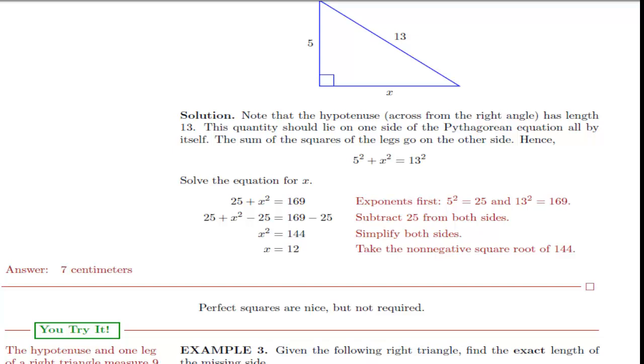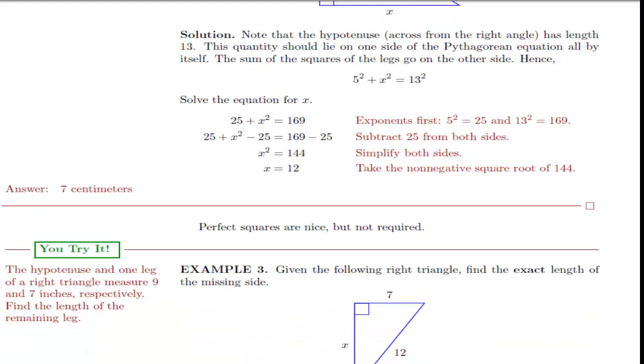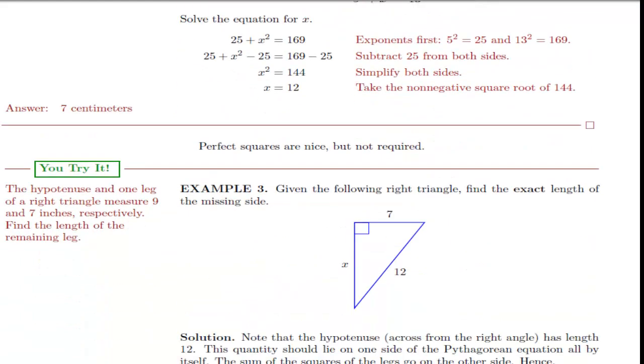To get x squared by itself, we'll subtract 25 from both sides, so we have 25 plus x squared minus 25 on the left, which is x squared, and on the right, 169 minus 25 is 144. So we have x squared equals 144. We can simplify both sides by taking the non-negative square root of both sides. The non-negative square root of x squared would be x, and the non-negative square root of 144 is 12. Perfect squares are nice, but not required.